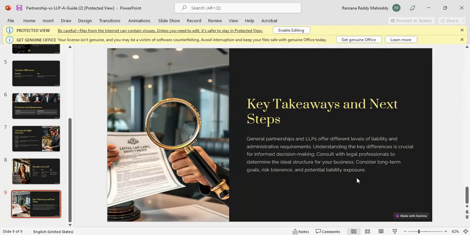So my advice would be, this is only advice, based on the liability and long-term goals and risk tolerance and potential liability exposure, I prefer limited liability partnerships, that is LLPs, over general partnerships. So LLP would be the better choice than partnership.